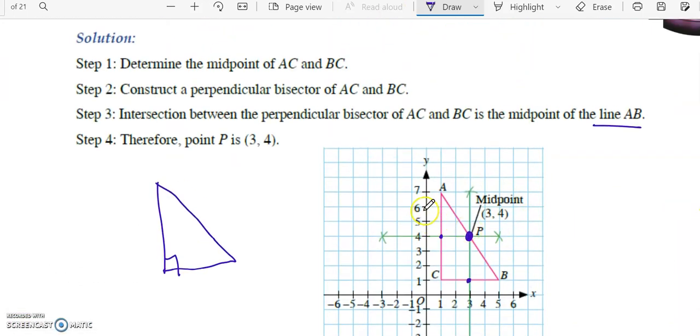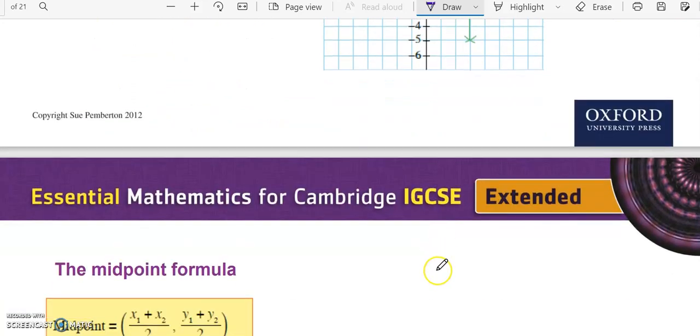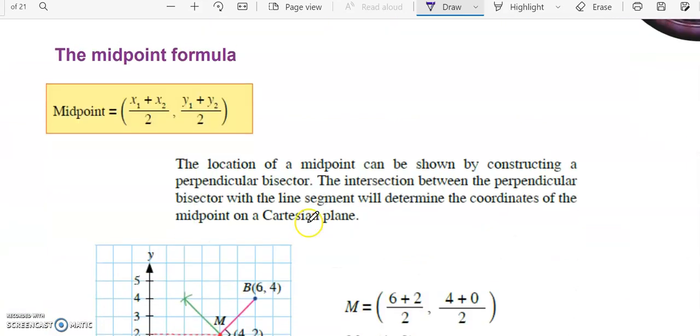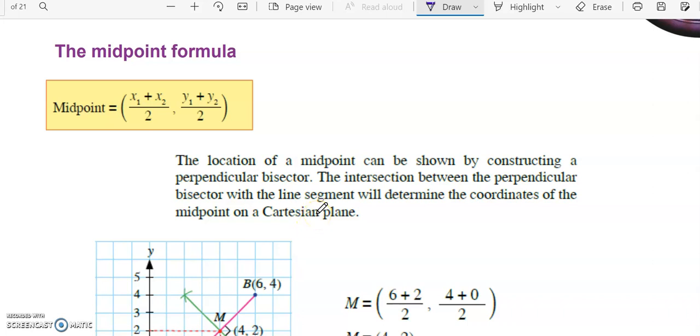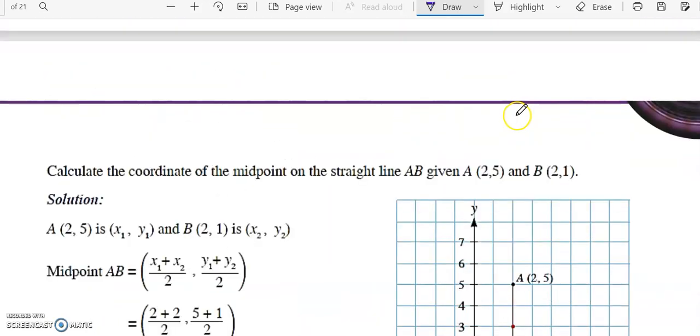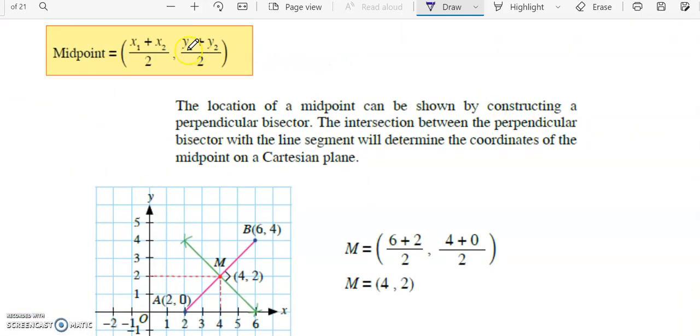Okay, kalau you tak nak guna perpendicular bisector, actually kita ada formula je, so don't worry. To solve this problem, actually we have the formula for a midpoint. The midpoint formula is x1 plus x2. x1, x2 itu ialah coordinates tadi yang saya ada explain. Coordinates x yang pertama, coordinates x yang kedua, and then you coordinates y yang pertama plus coordinates y yang kedua, you bahagi 2. So awak just ambil je formula tadi.